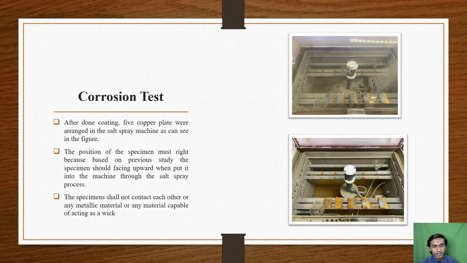For the corrosion test, I use the salt spray test, which is to get the last data analysis for my final year project. For the preparation of the salt spray test, firstly, after coating, 5 copper plates were arranged in the salt spray machine as we can see in the figure. The position of the specimen must be right because based on previous studies, the specimen should face upward when put into the machine during the salt spray process. The specimens should not contact each other or any metallic material or any material capable of acting as a wick.